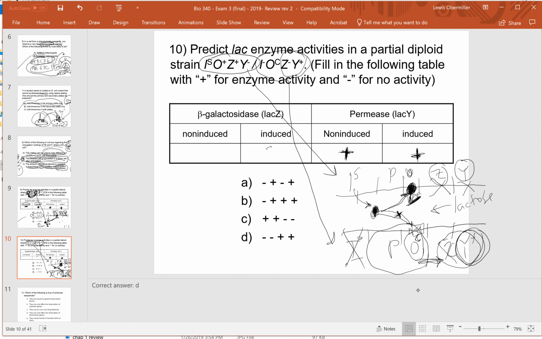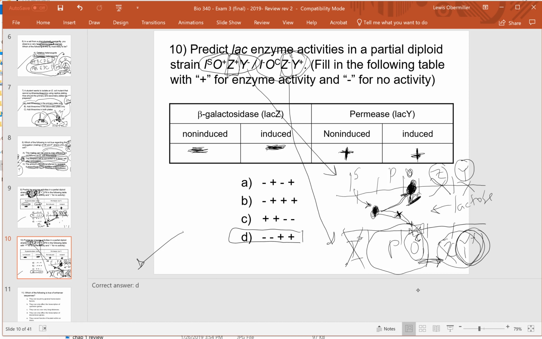So LAC-Z, because it's broken on the constitutive one, even though it's plus here, this would never get made, because that gene would never be able to get turned on because the repressor would always sit there. LAC-Z would be minus if we induced it. And if we didn't induce it, it would still be minus. That would be the normal state. So the answer is minus minus plus plus, which is D.